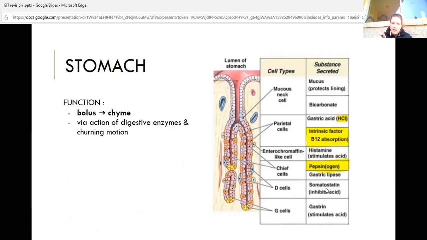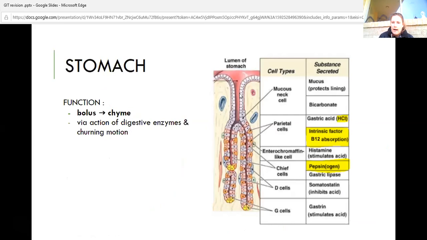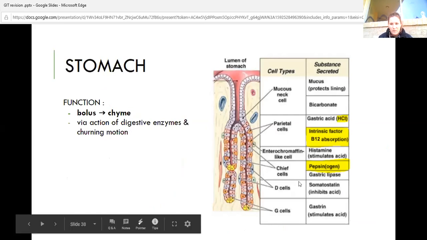If you go into a bit more detail, like the microanatomy, I suppose, you have pits, and that's where the cells that secrete digestive enzymes are located, and also the mucus. So there's heaps of different cells. They all are kind of important.